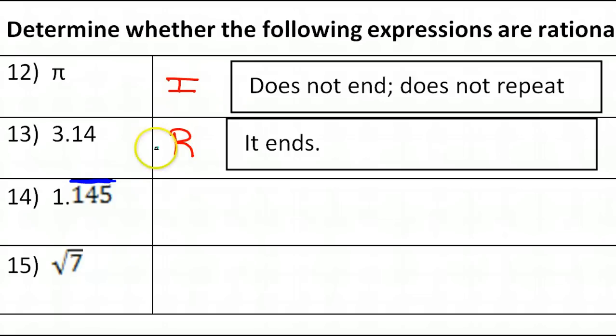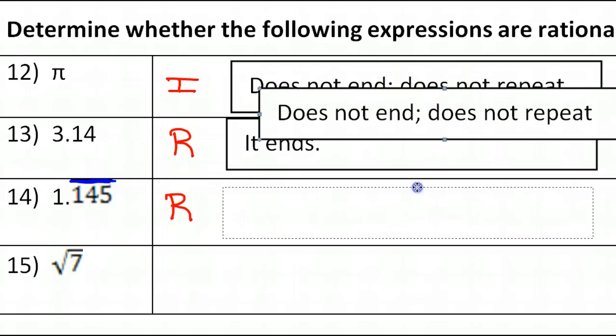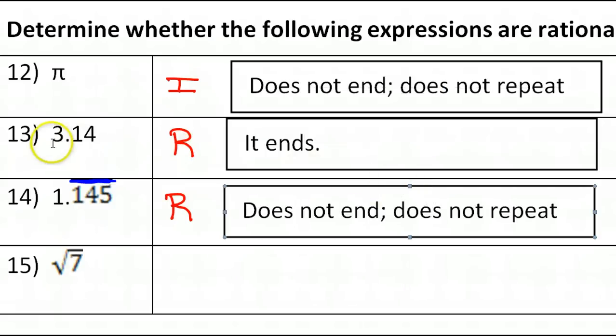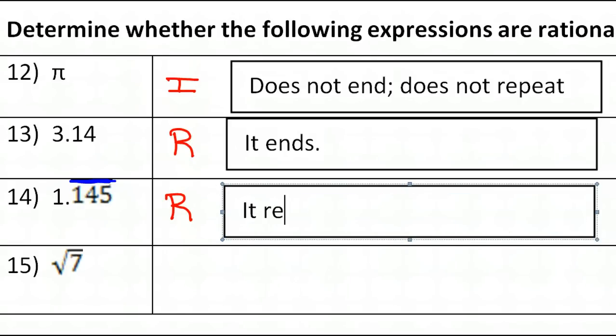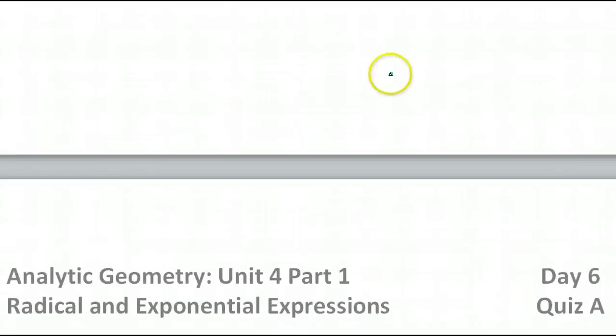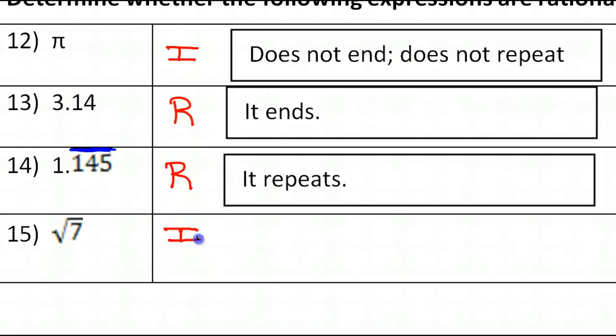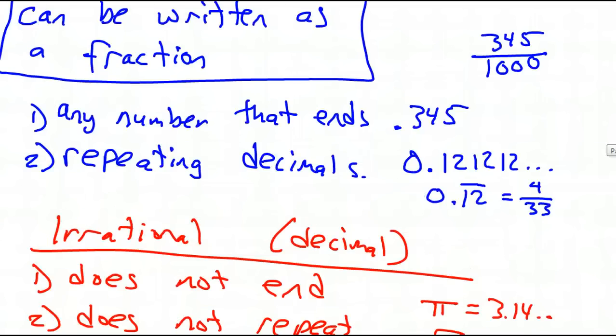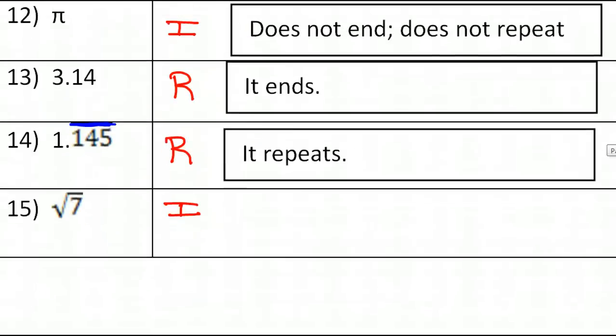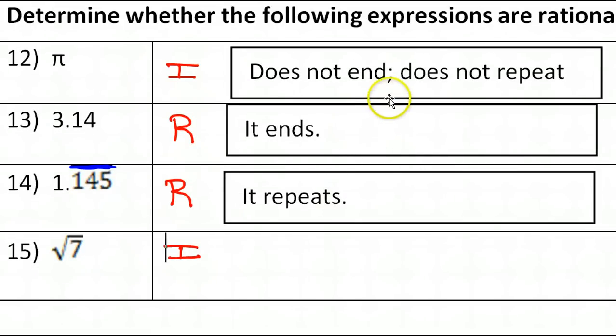Number 14 is definitely going to be rational because it repeats. If it ends or repeats, it's rational. 13 ends, 14 repeats. And number 7. I didn't mean to pick the exact example when I did it down there, but this is also irrational because, as I demonstrated somewhat, radical 7 is another number just like pi that does not end and does not repeat.